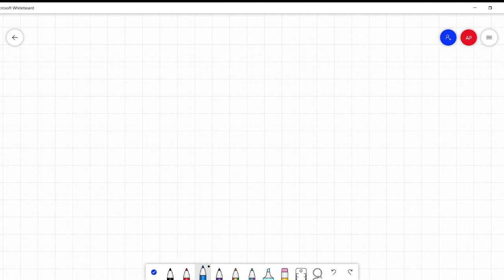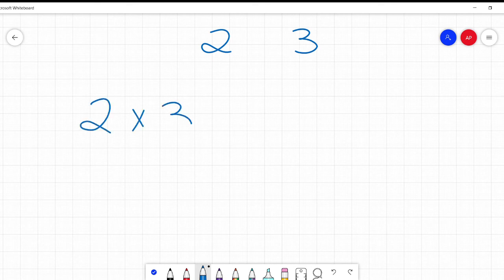Let's take, for example, 2 and 3. I'm going to have 3 different ways of multiplying. Positive 2 times positive 3. Negative 2 times, actually, you know what? I'm going to write this on the left over here. Negative 2 times negative 3.